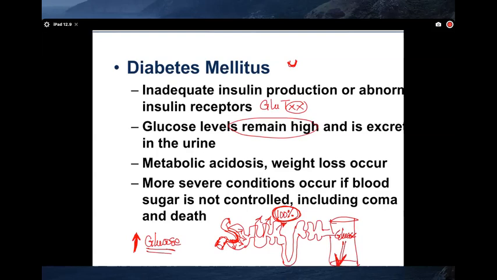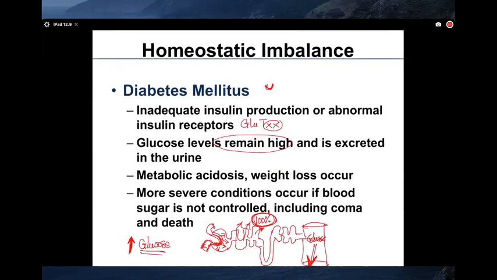So we're going to have high blood glucose levels causing glucose release in the urine. This puts a patient at risk, if you remember, of developing metabolic acidosis. Why do I develop metabolic acidosis again? Because I am accumulating acetyl-CoA.